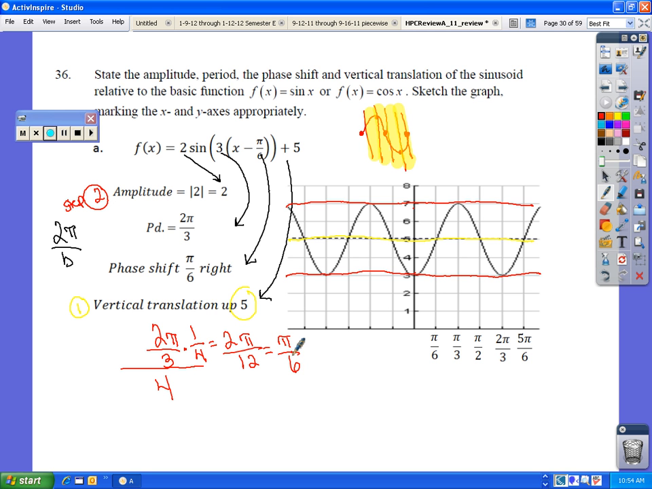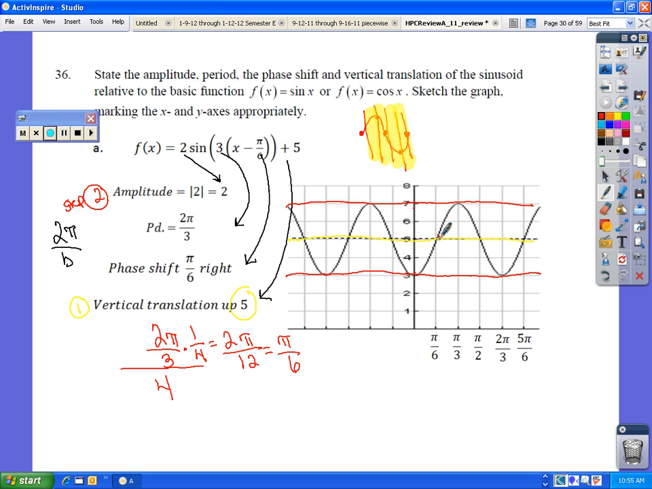Now in this case, pi over 6 is going to work because also notice my phase shift is also pi over 6. Okay, so counting by pi over 6 is going to be the easiest way to do this graph. First is going to be pi over 6, then 2 pi over 6, which simplifies to pi over 3, then 3 pi over 6, which simplifies to pi over 2, and then 4 pi over 6, which simplifies to 2 pi over 3, and then 5 pi over 6. Notice that all of these are just increments of pi over 6, but simplified fractions.